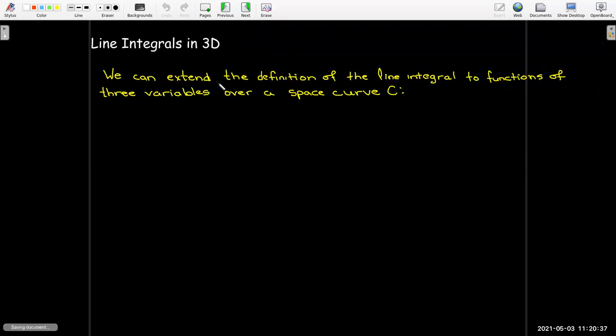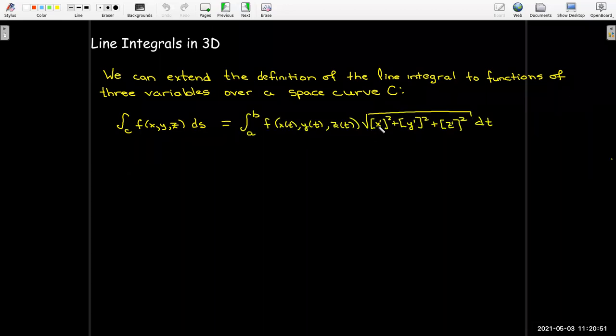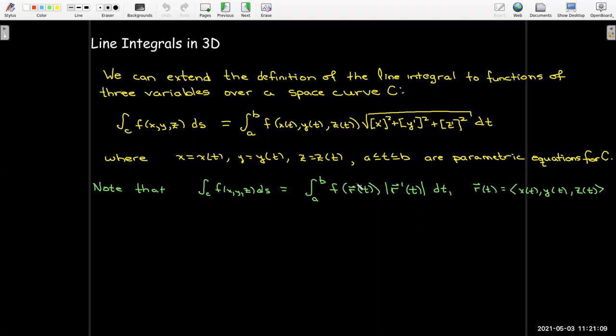Now we can perform line integrals over functions of three variables over a space curve C. And we would just define it in the same way. Our ds now just has three terms in it. We're still going to have the square root of the sum of the squares, but now we have a z prime squared in addition to the x prime squared plus y prime squared. Whether I have two variables or three variables, my vector notation still holds true here. So we're really looking at f of r of t times the length of r prime of t. That is a shorthand for what we've written up here.